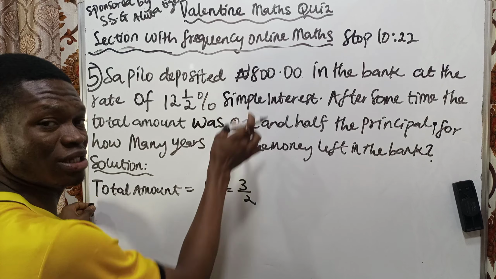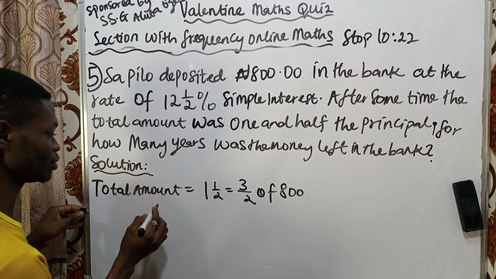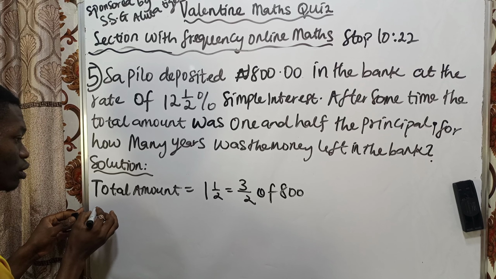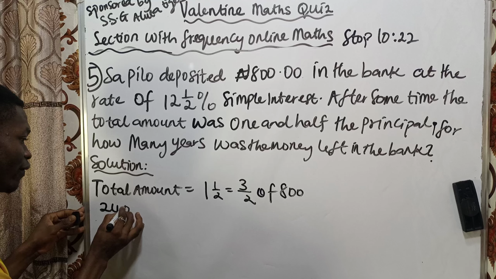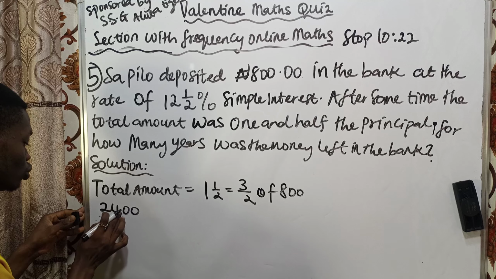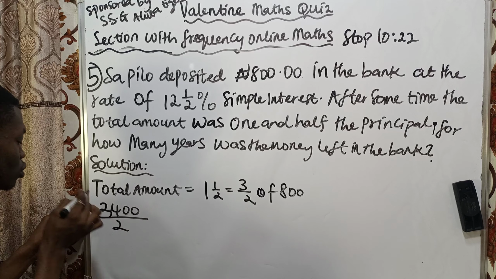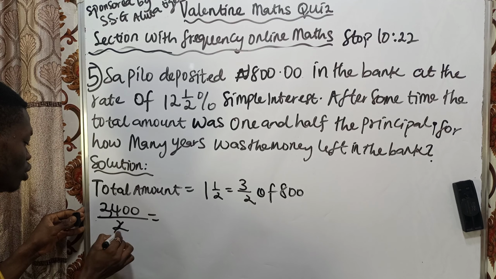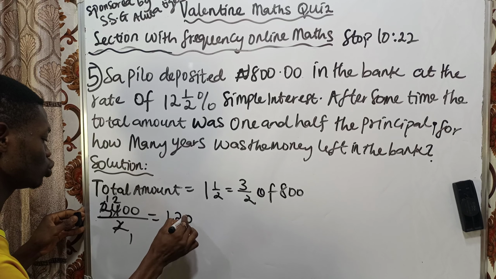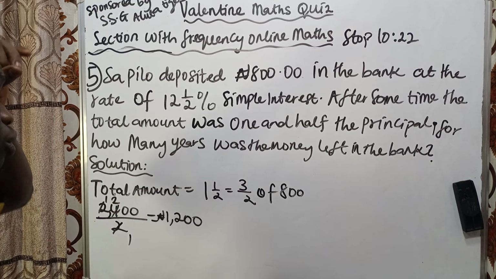They say the amount was one and a half times the principal. The principal is the money deposited. So one and a half of 800, what will it give us? 3 over 2 times 800. 3 times 4 is 24, giving 2,400 all over 2, which gives us 1,200 naira. So the total amount is 1,200 naira.